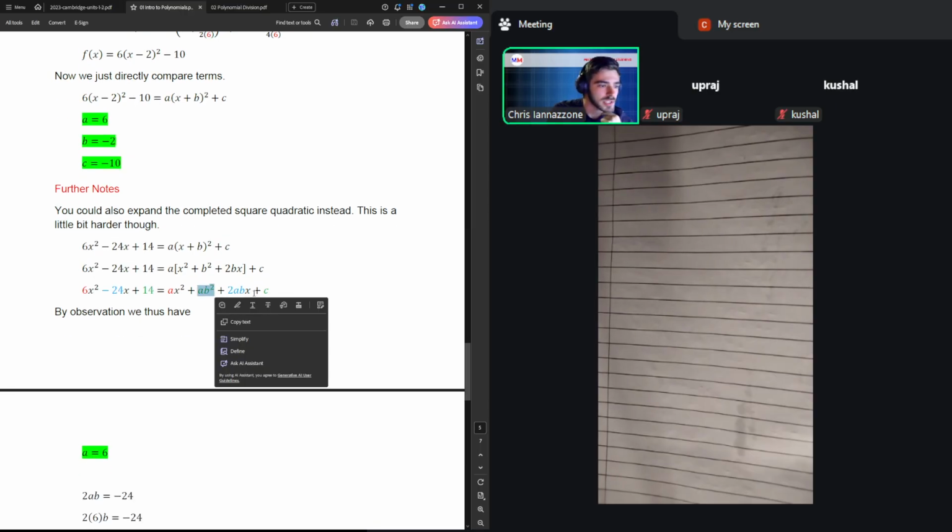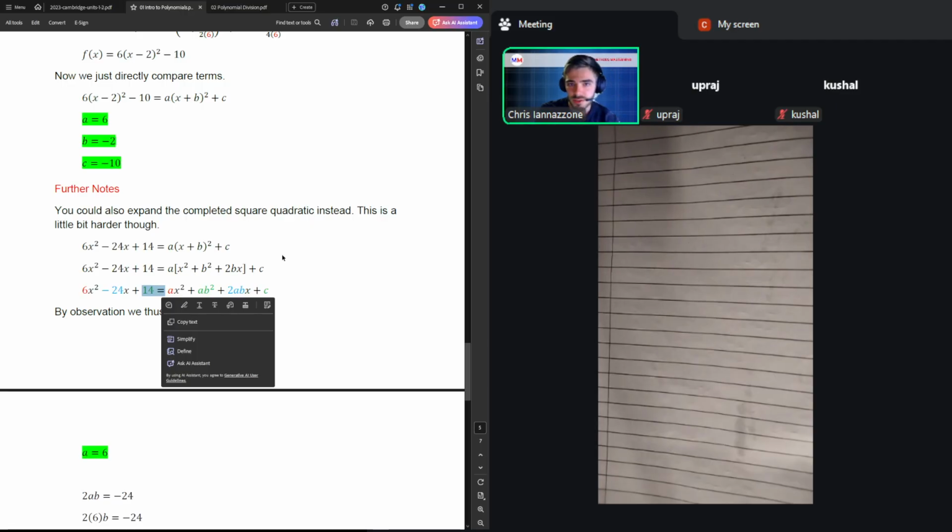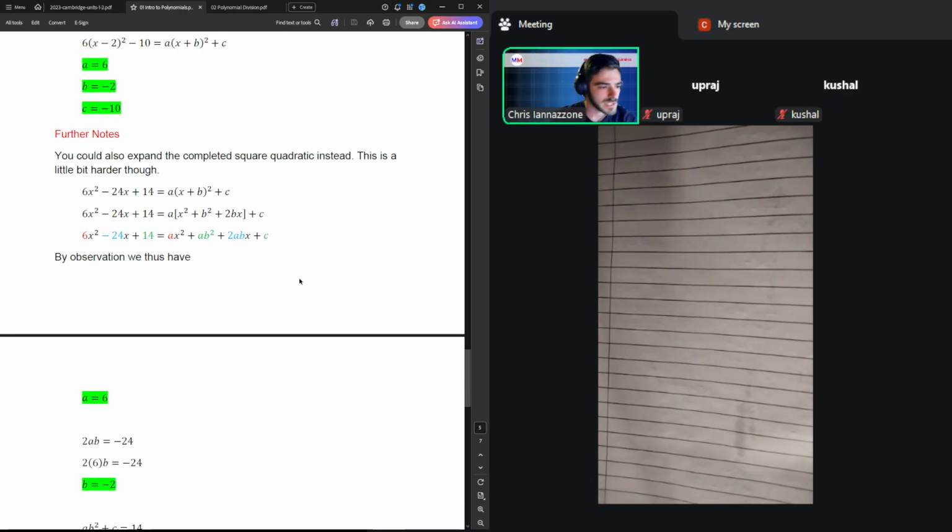And so because neither of these terms have an x in them, they are considered just some constant, which is why we're able to equate that to the 14. That's probably the weirdest part of this whole thing. Is it clear enough why those are related to each other?